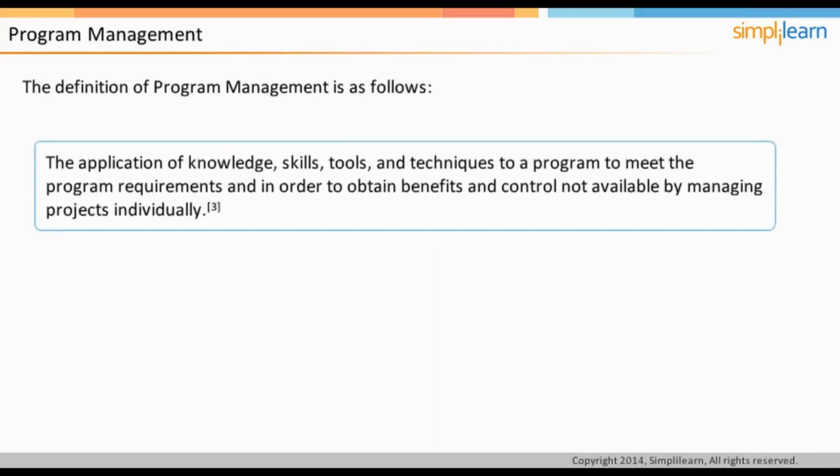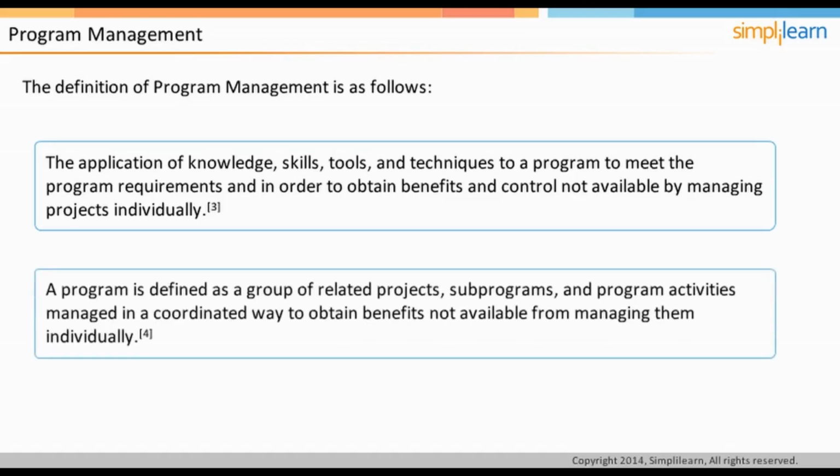Program management is defined as the application of knowledge, skills, tools, and techniques to a program to meet the program requirements and to obtain benefits and control not available by managing projects individually. As defined in PMBOK Guide, a program is a group of related projects which, when managed as a group in a coordinated fashion, provides benefits and control that are not available while managing them individually. These benefits could be from decreased risk, economies of scale, improved management of dependencies, delivery of additional capabilities, optimal utilization of shared resources, and so on.